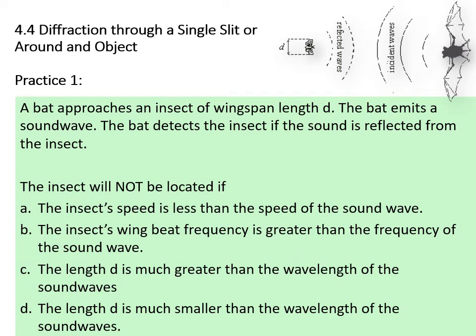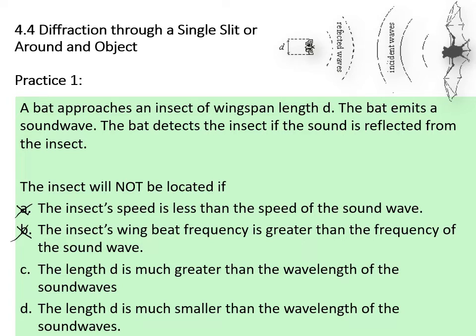Practice 1. A bat approaches an insect of wingspan length d. The bat emits a sound wave. The bat detects the insect if the sound is reflected from the insect. The insect will not be located if A, the insect's speed is less than the speed of the sound wave. No. B, the insect's wing beat frequency is greater than the frequency of the sound wave.